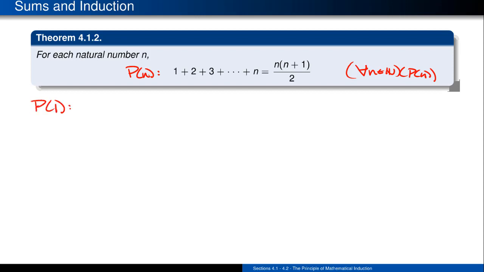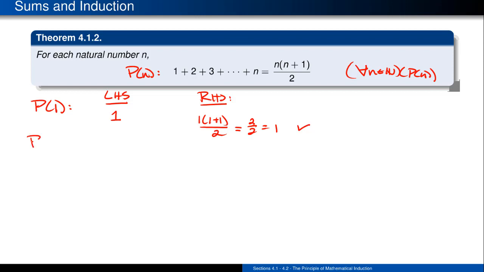So if I look at P of 1, if I plug 1 into the left-hand side, maybe I'll make that a bit more clear. I'm going to have a left-hand side and a right-hand side. Plugging 1 into the left-hand side, n is then the value 1. So this is a sum from 1 up to 1, which in this case would just be the number 1. On the right-hand side, I'm going to have 1 multiplied by 1 plus 1 all over 2, which is 2 over 2, which gives a 1. So it's actually true at that level.